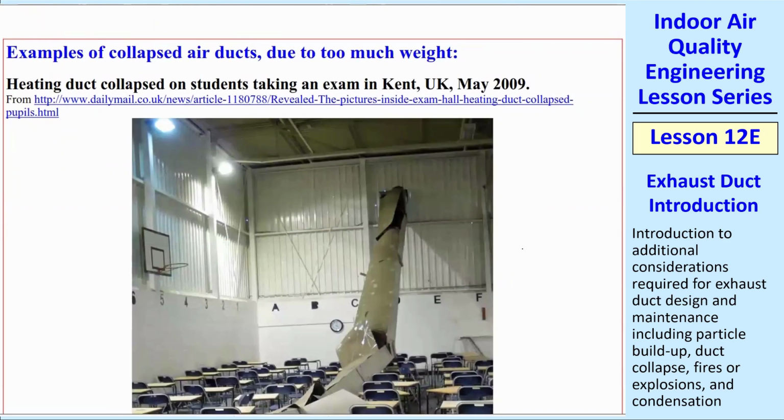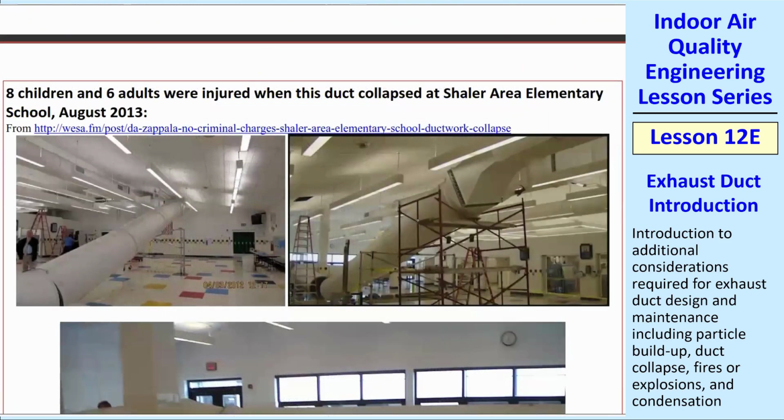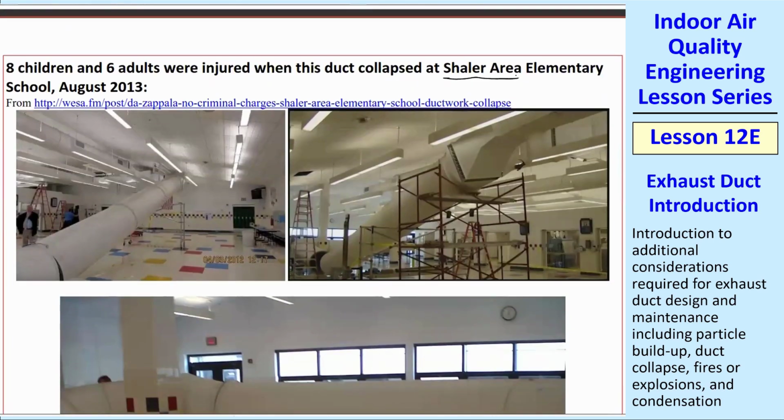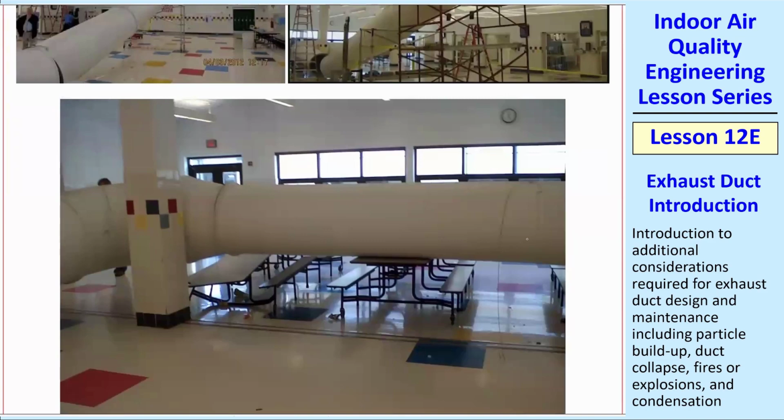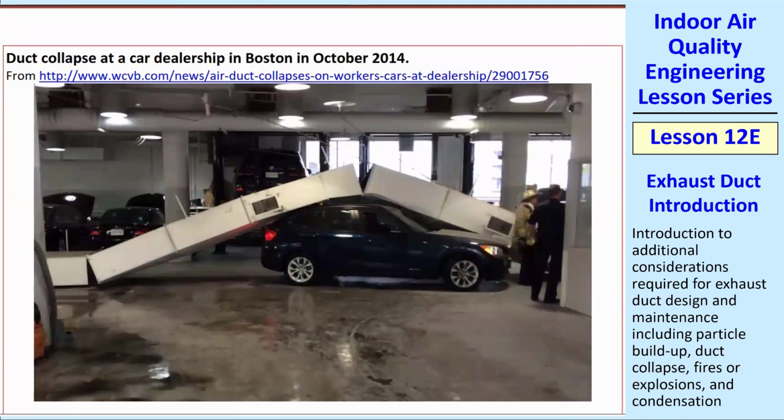Some examples of collapsed air ducts due to too much weight. Here's one from the UK. There's a collapse on students who happened to be taking an exam at the time, and this duct collapsed on them. Here's a case where 8 children and 6 adults were injured at Shaler. That's near where I grew up. A duct collapsed here, a similar kind of picture. The whole thing came down. Here's a car dealership. This duct fell right on a BMW.